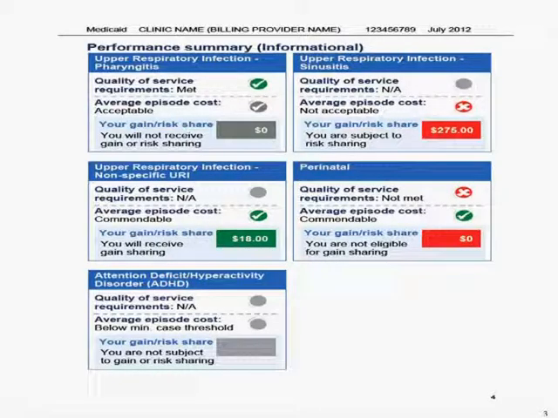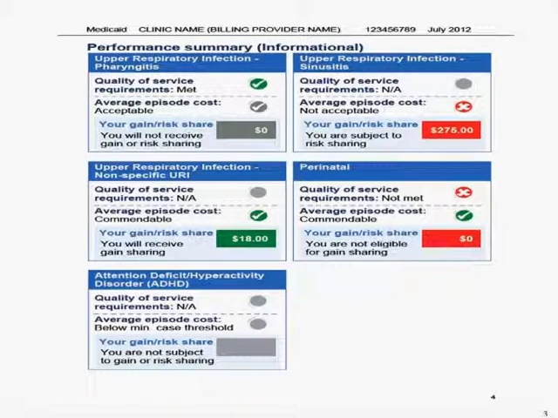The report summary includes a summary of your performance for all episodes for which you qualified as a PAP. Each episode will show you at a glance your performance in quality, average episode cost, and whether you are eligible for gain risk sharing. The report is color-coded for easy viewing. The green is a gain share.